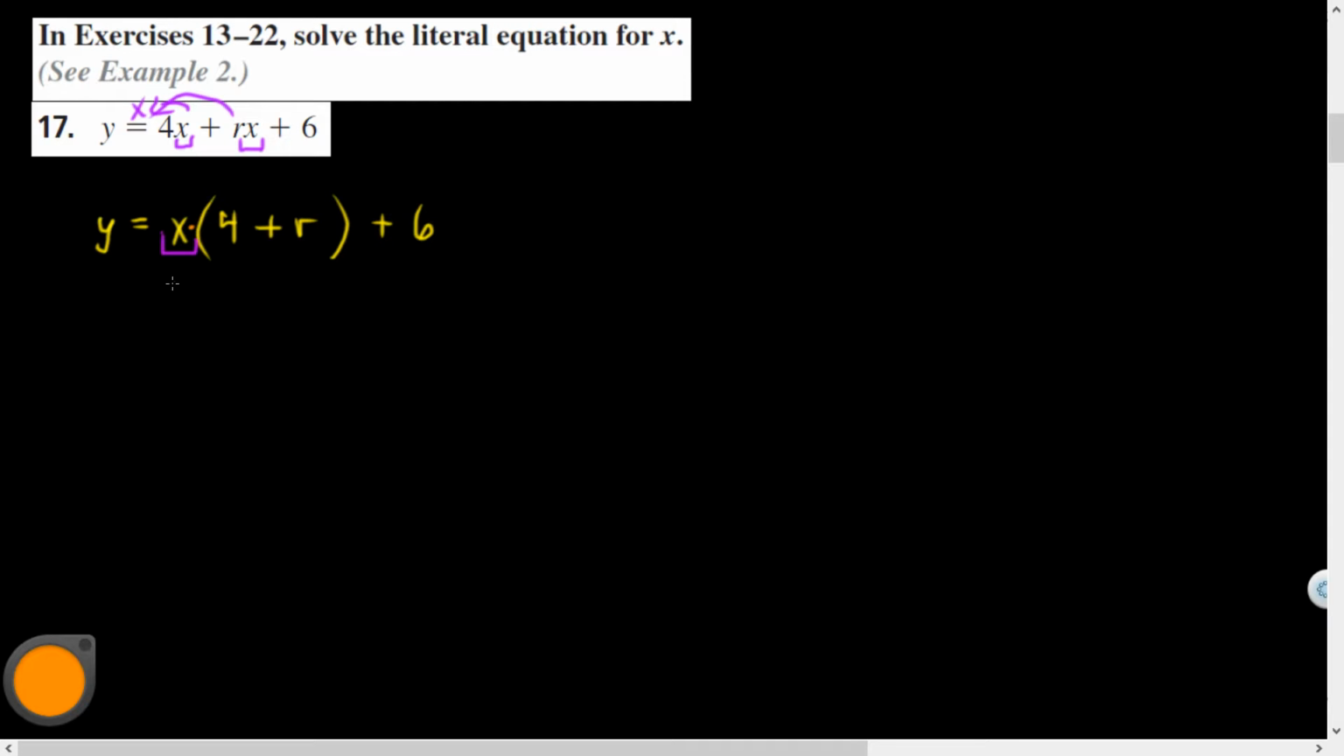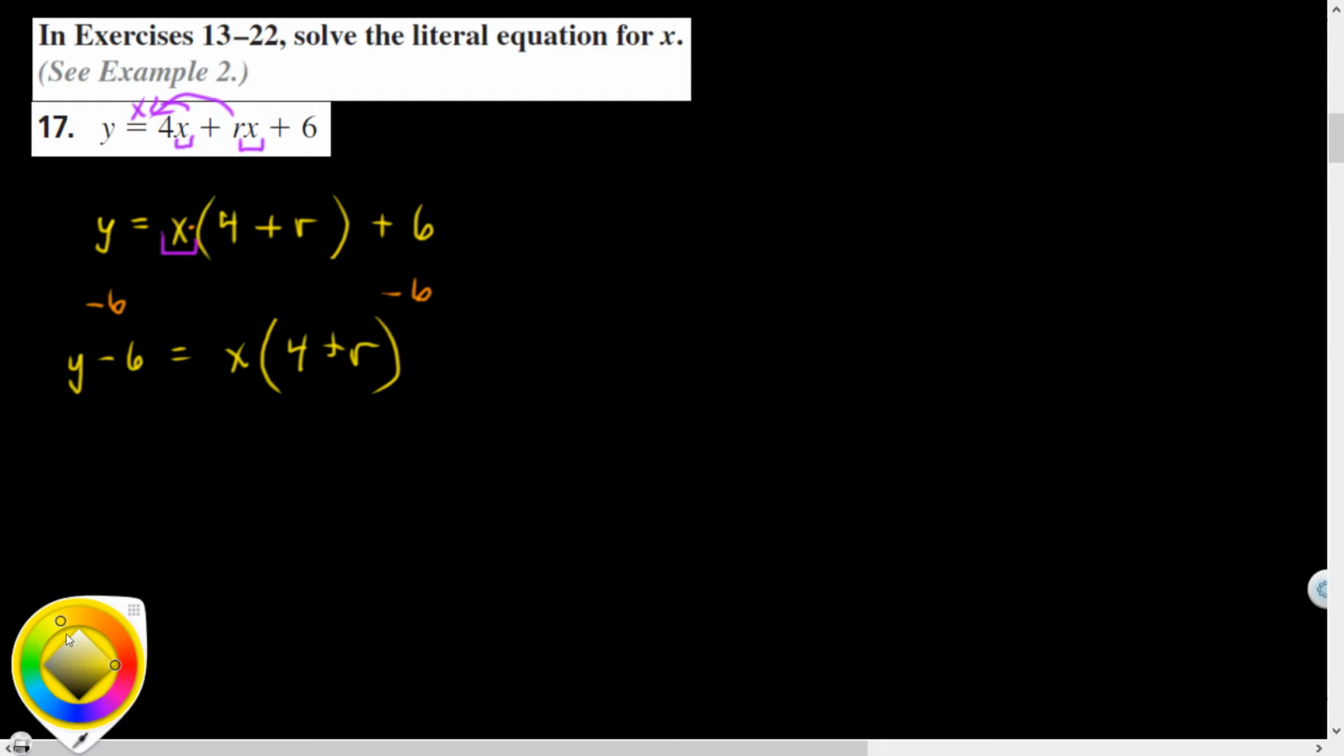And so X is being multiplied by, just pretend this is some big number, right? And it's being added by 6. So now let's start getting X by itself. Subtract 6 from both sides. I'm going to write it here, even though these aren't like terms. I'm going to try to squeeze it right into that space. So I'll have Y minus 6 equals X times 4 plus R.